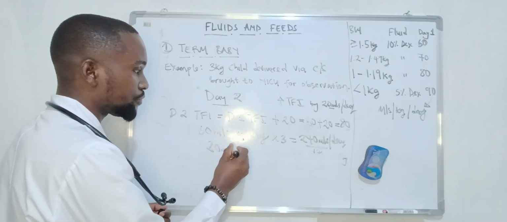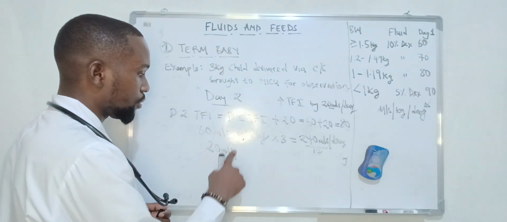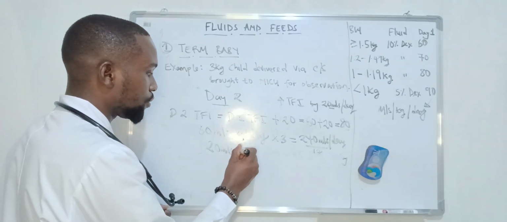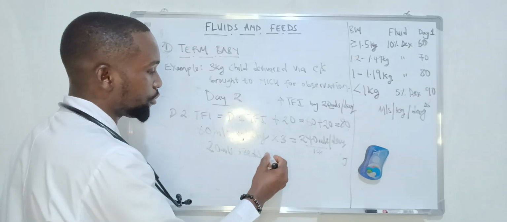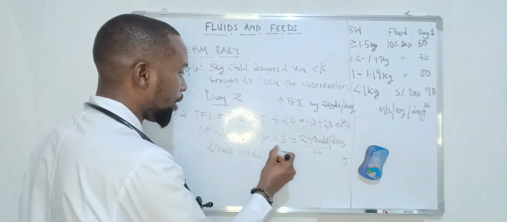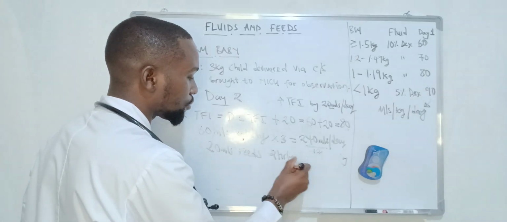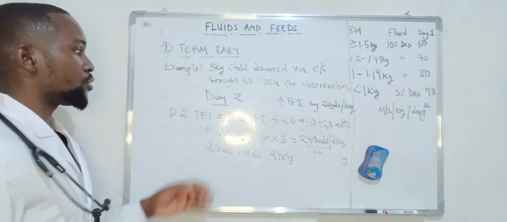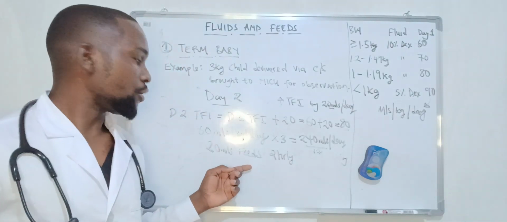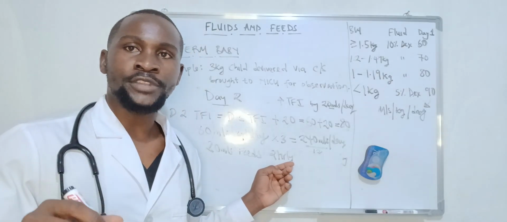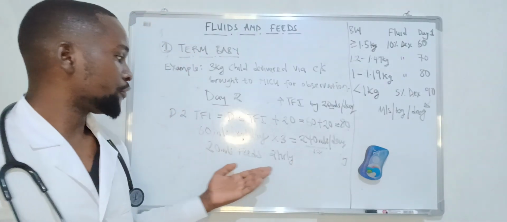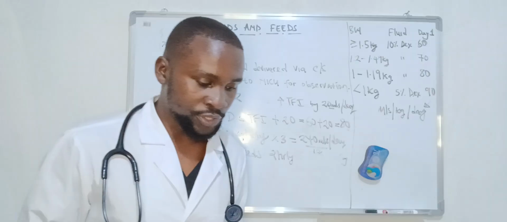20 mils of feeds, which are going to be given 2 hourly. So meaning on day 2, the child should receive 20 mils of these feeds every after 2 hours. So I'm going to give 20 mils 2 hourly of these feeds.